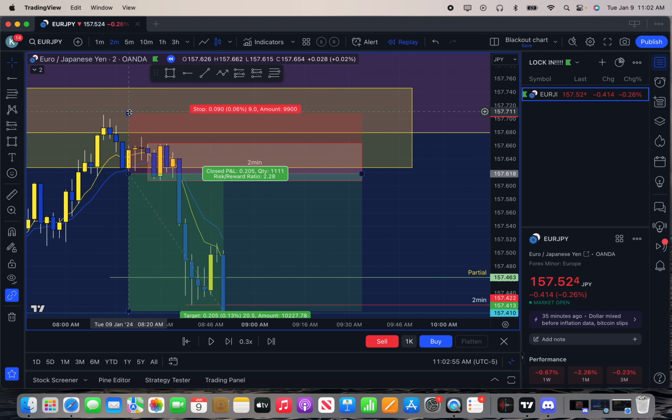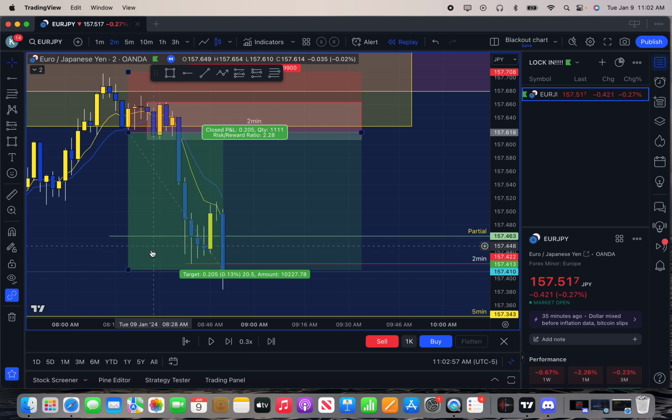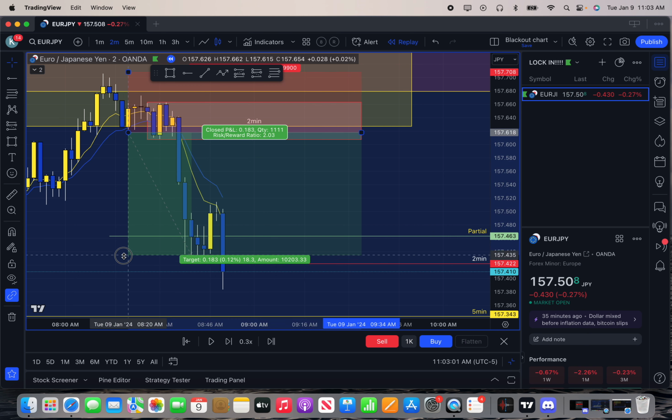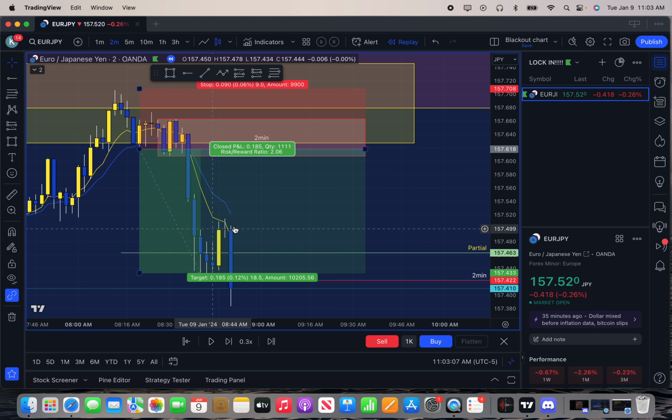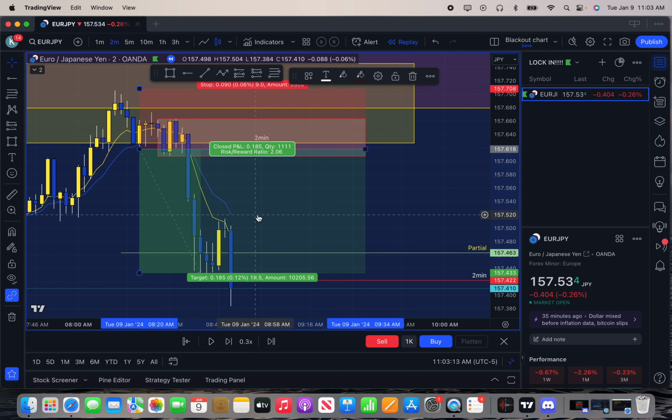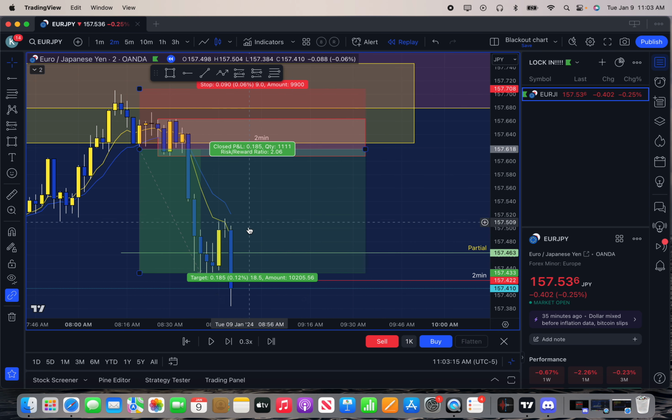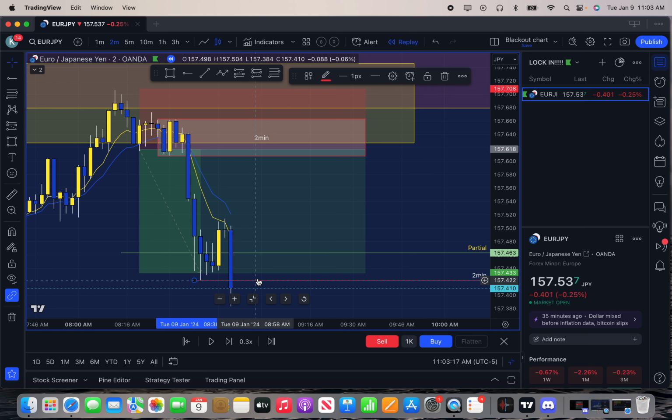So I had an 8 pip stop loss, and I was only looking for an 18.5, which would have fell about right here. So this was my first win of the day, this trade right here. And so, yeah, we just reanalyzed from here. So this is my first win of the day.